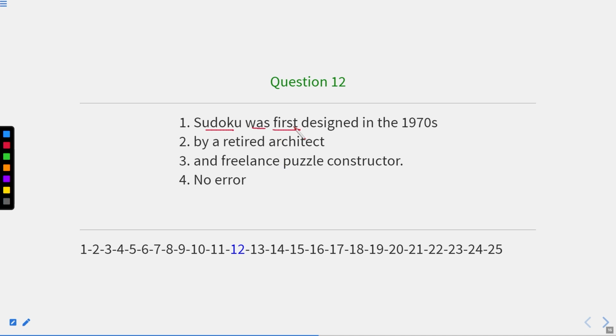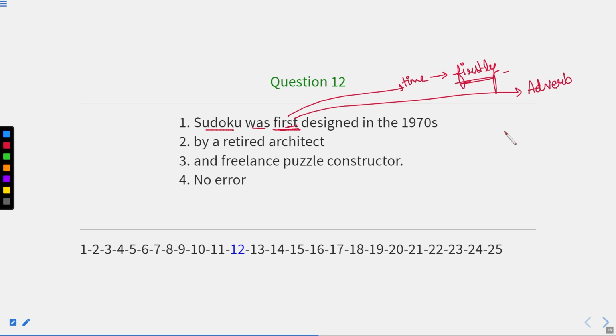Was first designed. Now, first designed. Here, this word first is not the ordinal adjective or ordinal number. It is actually showing the first time. This first is used for the time, denoting firstly. It means first of all, firstly or first of all, or at first. So this is an adverb, not an adjective.